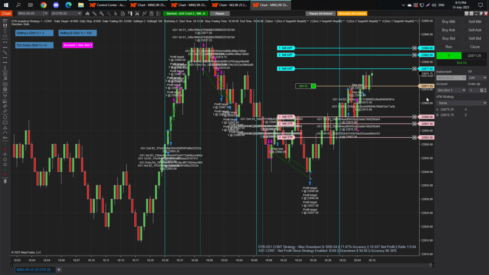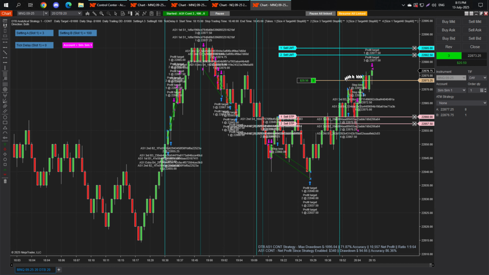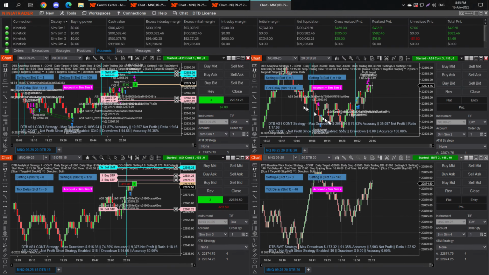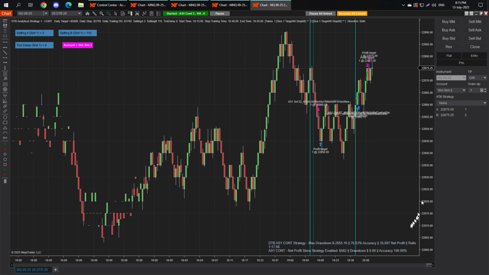As I said in my Discord chat, I was super excited about this strategy for the week ahead, and it hasn't even disappointed yet. Look at that. Since the market opened at 6:30, we've already had over $340 in profit just from our first template. Our second template, oh my gosh, this is amazing. Our second template has already made $582 for the day, and it's just started.